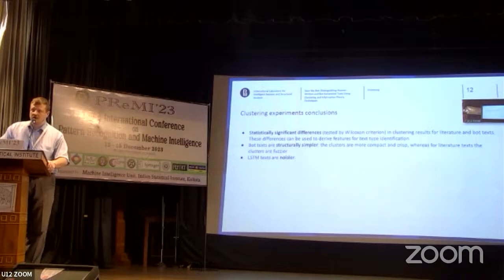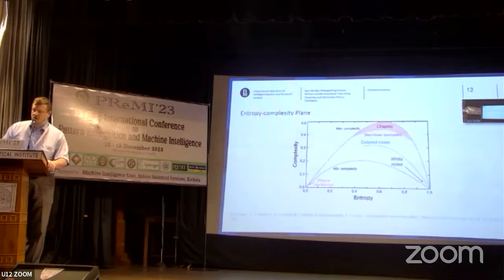First of all, as for clustering, we can see a statistically significant difference in clustering results for human-written and bot-generated texts. Bot texts are structurally simple. The clusters are more compact and grouped, whereas for literature texts, the clusters are fuzzy. And when we use the simplest possible bot, the LSTM text, the clusters are noisy.